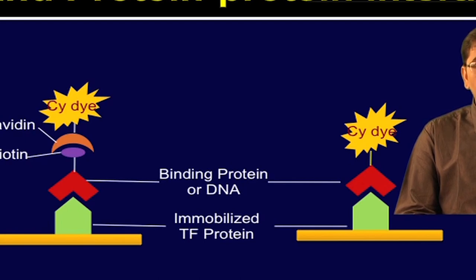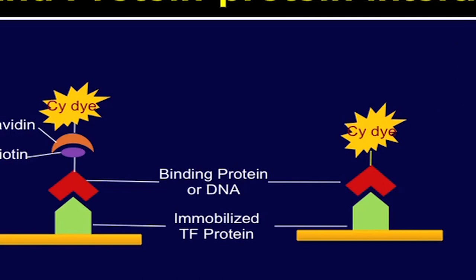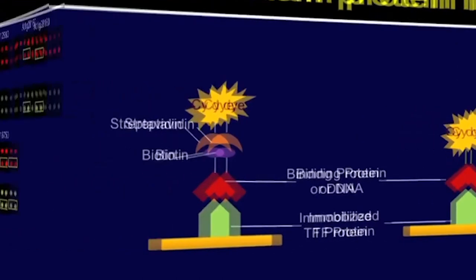Similarly, the right panel shows assay conditions for DNA-protein interactions. Here the immobilized transcription factor proteins were used to bind proteins or DNA labeled with the biotin tag, and then streptavidin and Cy dye chemistry was used to detect the signal.